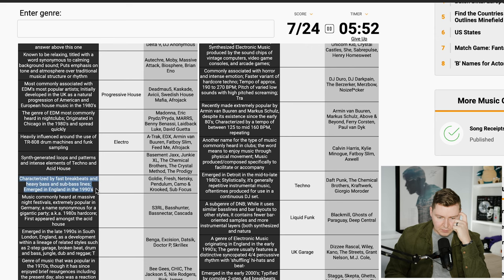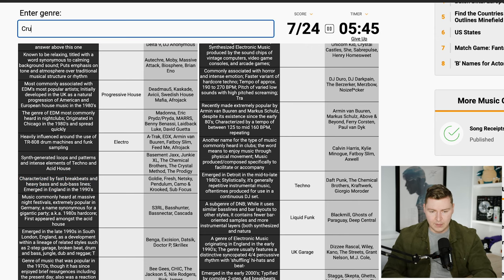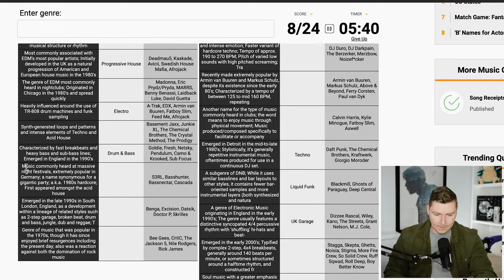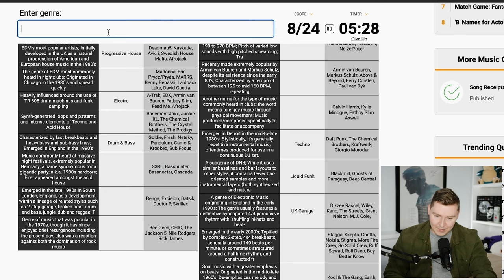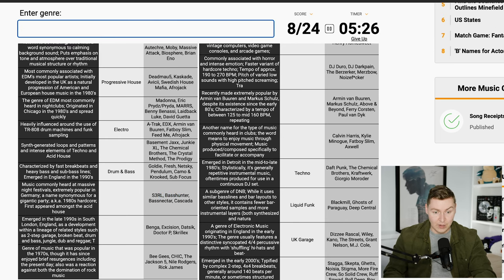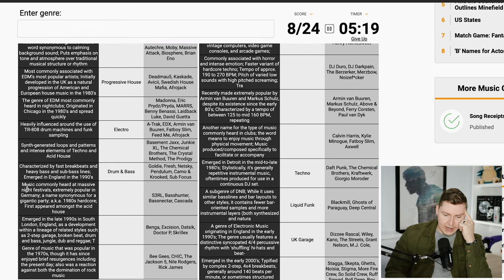Okay, characterized by fast breakbeats and heavy bass and sub-bass lines, emerged in England in the 1990s. Pendulum. Is this drum and bass? Drum and bass. Yes, there we go. Most commonly heard at massive night festivals, extremely popular in Germany, a name synonymous for a gigantic party. 1980s hardcore first appeared amongst the bass. Oh, yeah, Bassnectar. Yeah, that's the one. That's not trap. Hybrid trap. We really tried bass house, but massive night festivals.